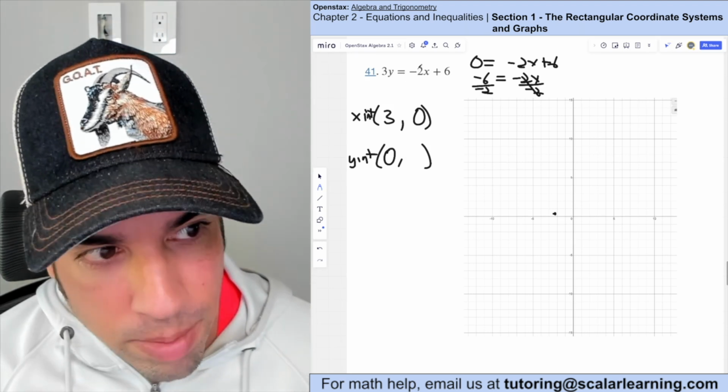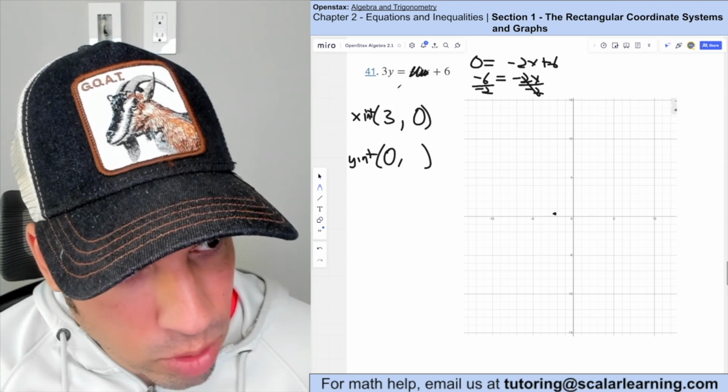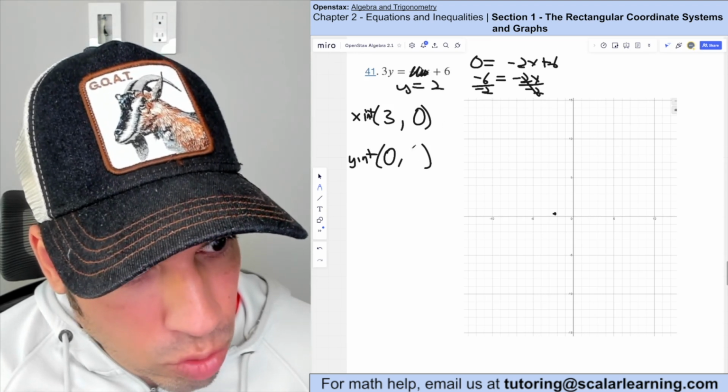Now to find the Y-intercept, I'm going to zero out the X, so that goes away. I get 3Y equals 6, divide both sides by 3, Y equals 2. Boom.